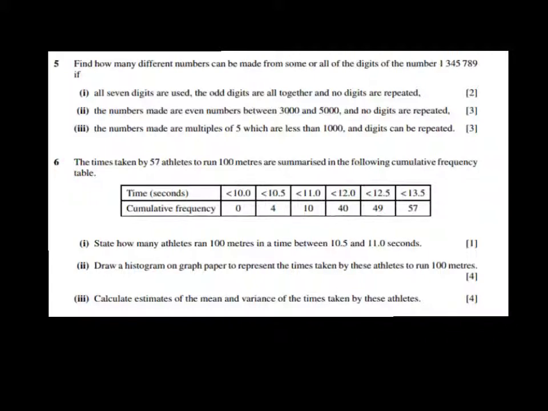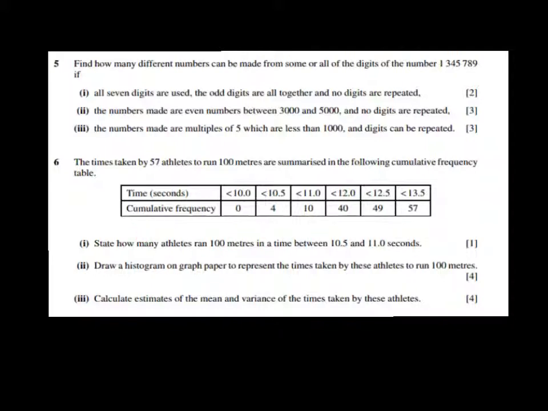For question 6, you've got time, which is a continuous variable here, and you've got this cumulative frequency here. So 57 athletes here. And this means anything up to but not including 10 seconds was nobody, anything up to but not including 10.5 seconds was 4 people, and so forth. So this is pretty straightforward.